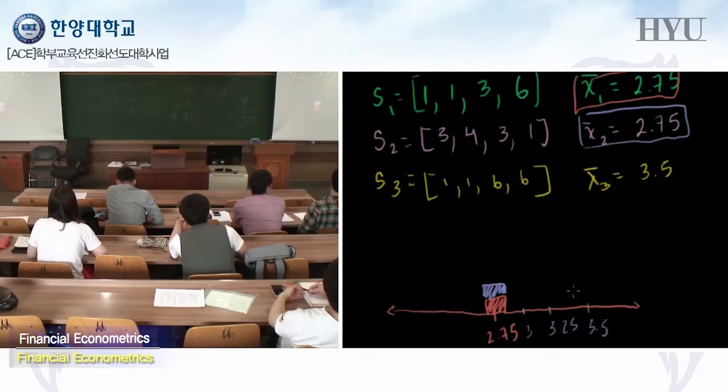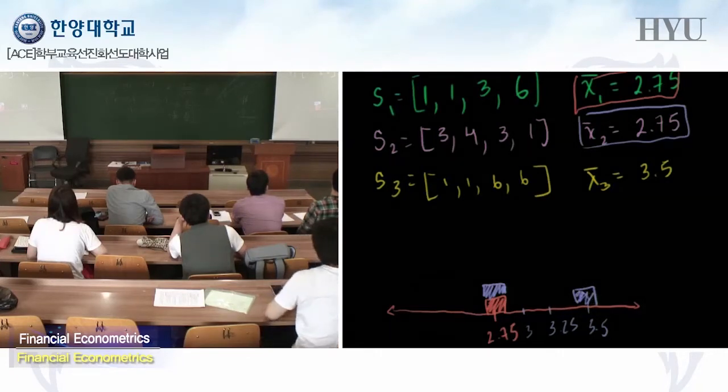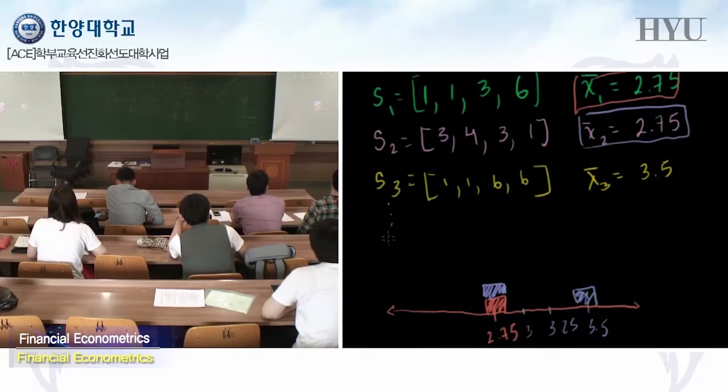So then I had the 3.5, so I'll plot it right there. And what I'm going to do is I'm going to keep taking these samples. Maybe I'll take 10,000 of them. So I'm going to keep taking these samples. So I go all the way to 10,000. I just do a bunch of these.